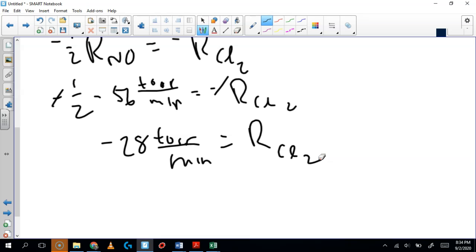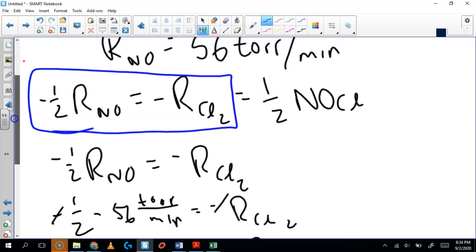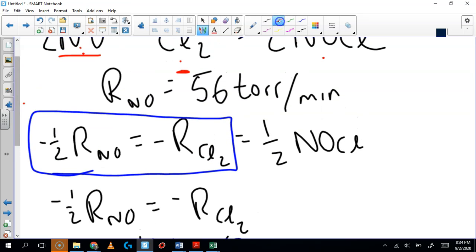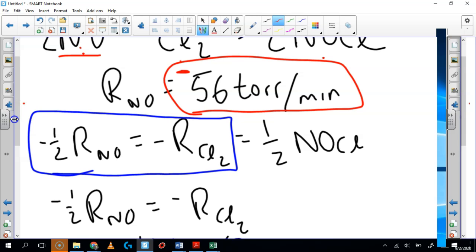And then we have to do the same thing for the rate of NOCl. It's like a broken record. I keep doing the same thing over and over again, but I'm doing it to show you the process that you would do, because the rate that you're given here could be any number. All you have to do is find the related rate expression. Once you have that, then you can find the rate of any of the reactants or products.